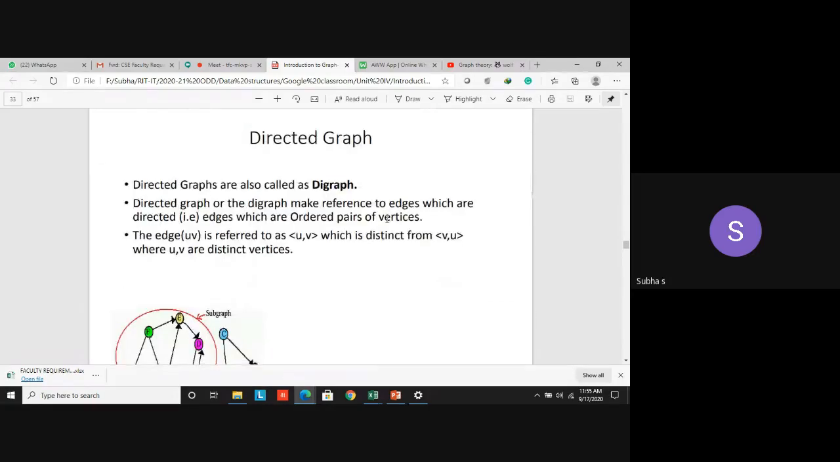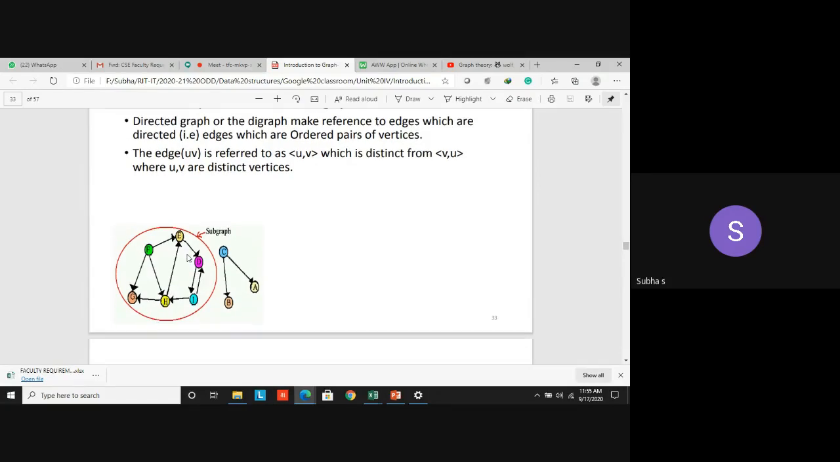So that is the directed graph. We can also call this directed graph a digraph. In short form, we call it digraph. DI stands for directed. It has ordered pairs of vertices. The edge UV means there is a path from U to V. It is distinct from V to U. So look at this example.